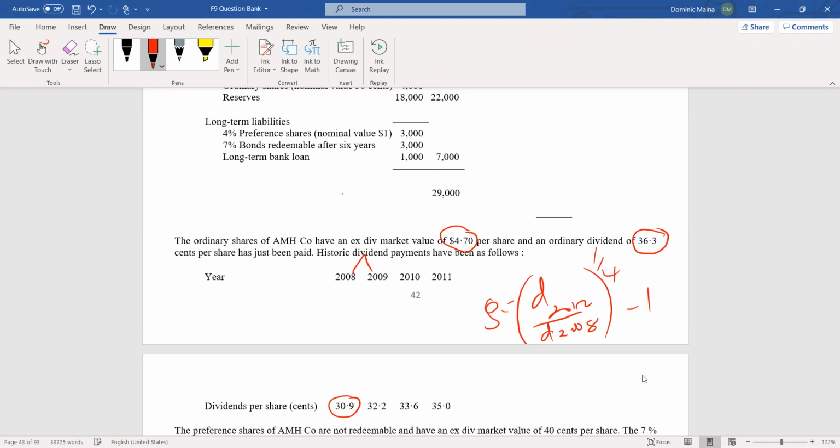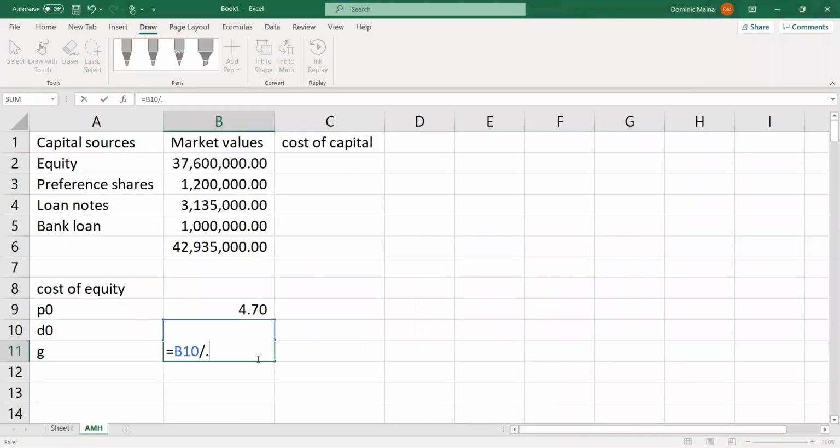Why are they 4 years? We have 2008, 2009, 2010, 2011, then 2012. There are 4 years of growth. So the denominator is equal to 30.9. Let's go back to Excel. We have 30.9. There are 4 years of growth, so the power of a quarter. Don't forget the brackets, to the power of 0.25 minus 1.